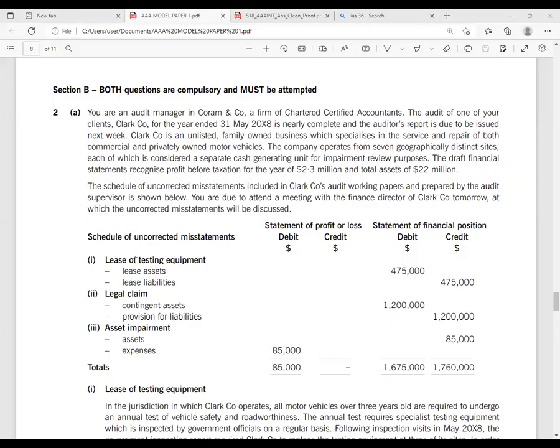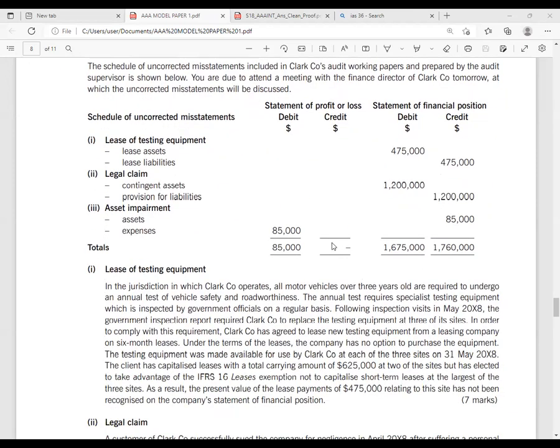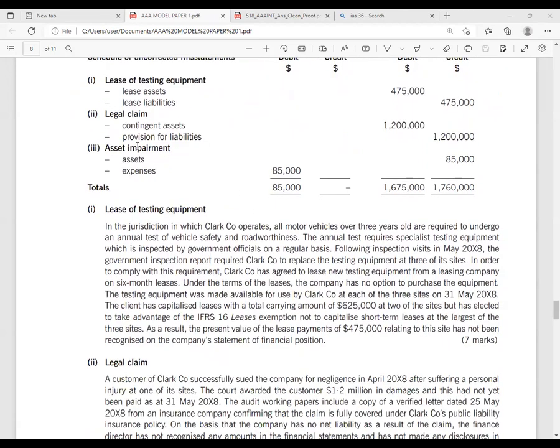We are told this is the schedule here of uncorrected misstatements. You can see the ones in the profit and loss, not too many. 85 here, I can see an expense. And then we have the statement of financial position. I can see various errors there. And then we have the aggregates, the totals there. So we start with the first one, which is lease of testing equipment.